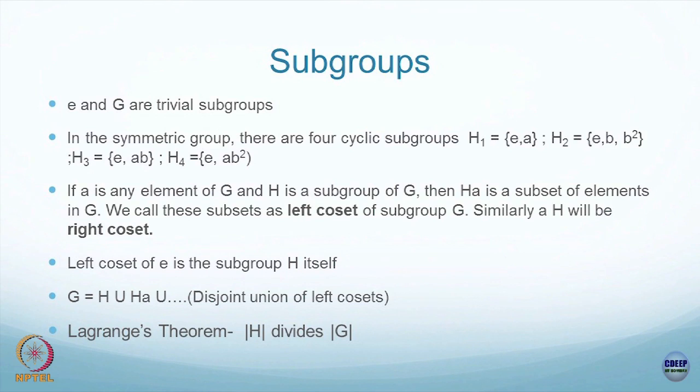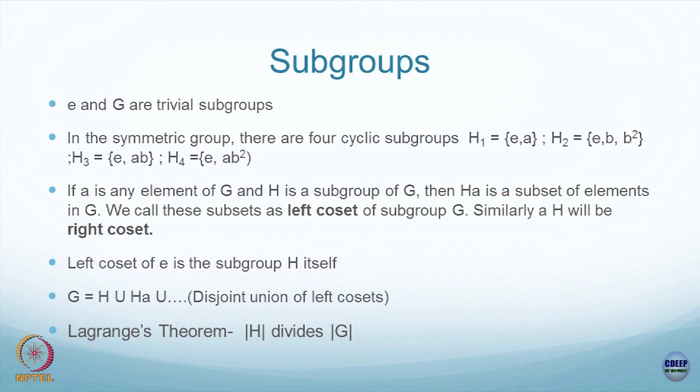Okay, so in the specific example of the symmetric group, you can see that there are cyclic groups, four cyclic groups, and then we could also construct left cosets. Similarly, with a subgroup, you can construct right cosets. This is what I explained for H1 and H2. And if you multiply a left coset with the identity element, it is just the same subgroup, no change.